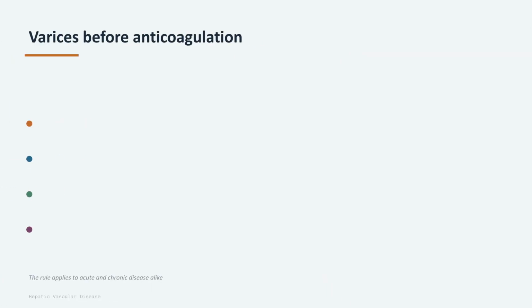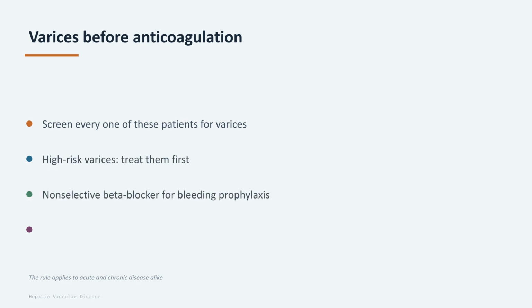One rule before you write for heparin: screen for varices. In every one of these patients, acute or chronic, if high-risk varices are present, treat them first. Start a non-selective beta blocker for bleeding prophylaxis, and then begin anticoagulation.